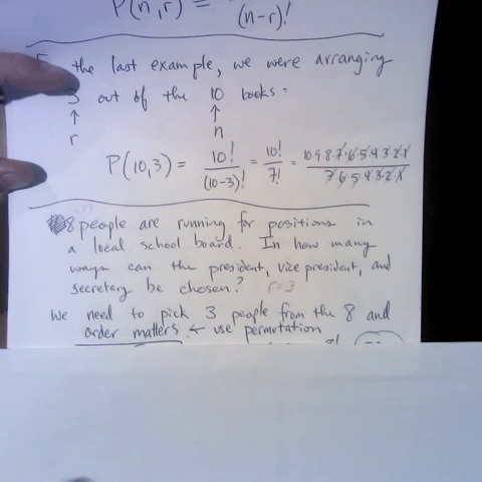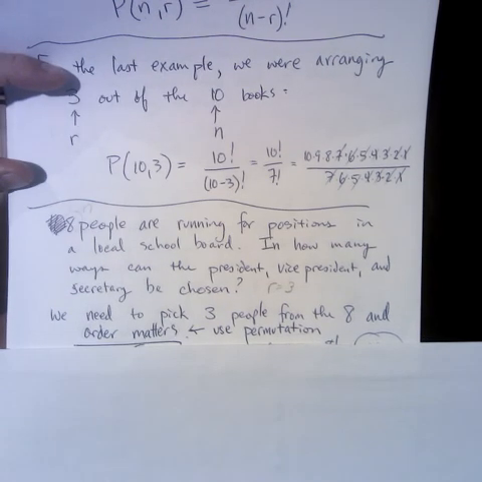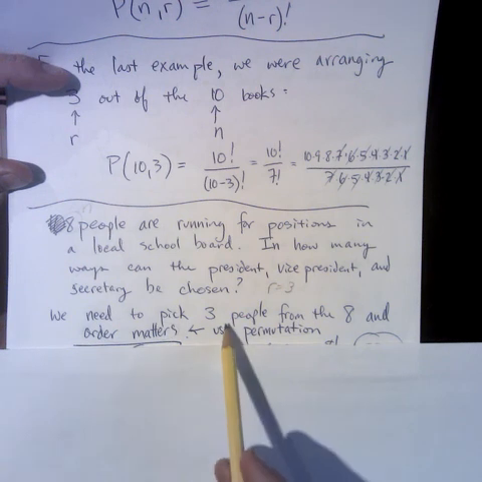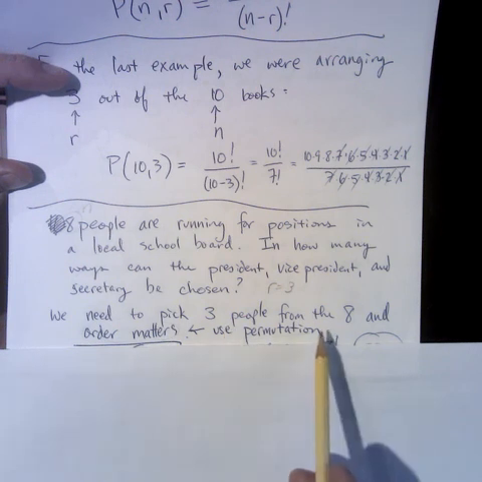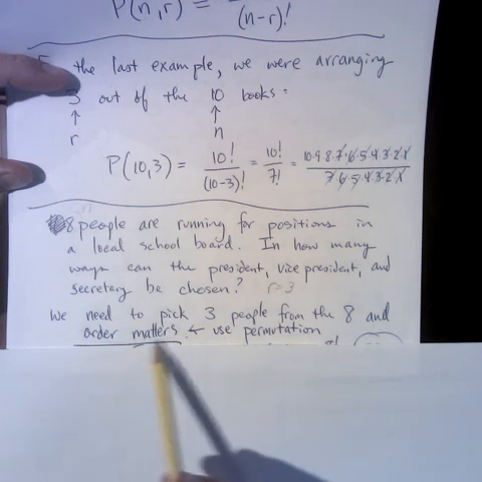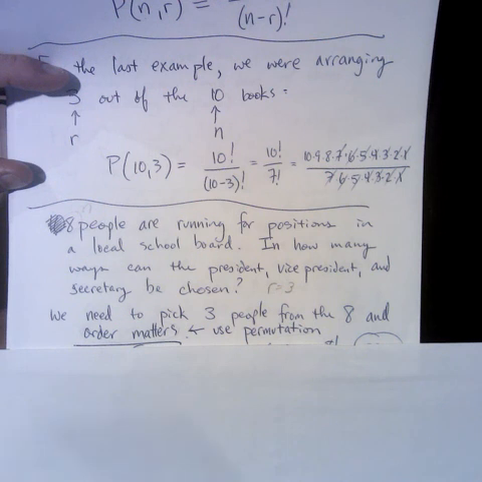So, let's say that we have 8 people running for positions in a local school board. In how many ways can the president, vice president, and secretary be chosen? So I need to pick 3 people from the 8, and order matters. This is going to become more and more important because we're going to see a formula in just a little bit that calculates the number of ways that I can pick things from a group if order doesn't matter.